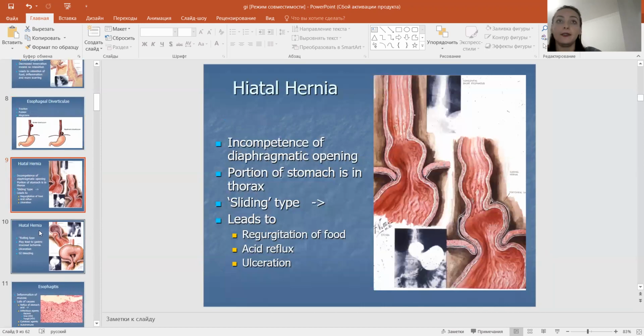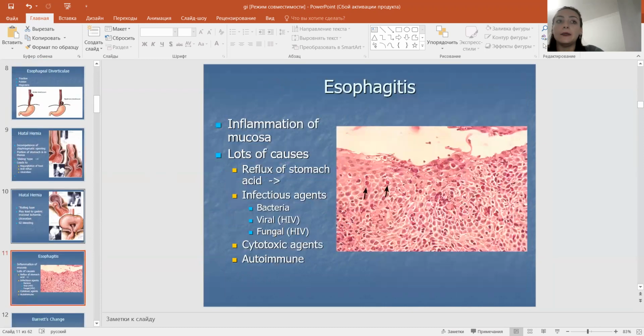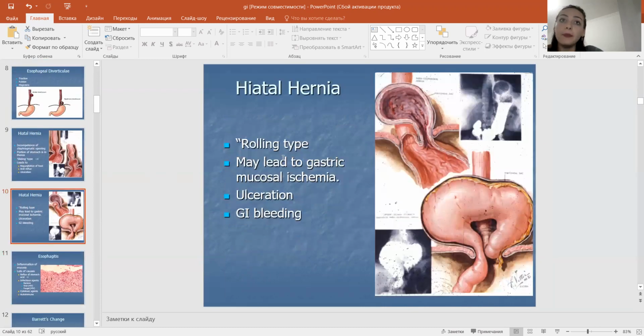Hiatal hernia. It may be incompetence of the diaphragmatic opening. A portion of the stomach is in the thorax. The sliding type leads to regurgitation of food, acid reflux, or ulceration. The second type, the rolling type, may lead to gastric mucosal ischemia and ulceration or GI bleeding.